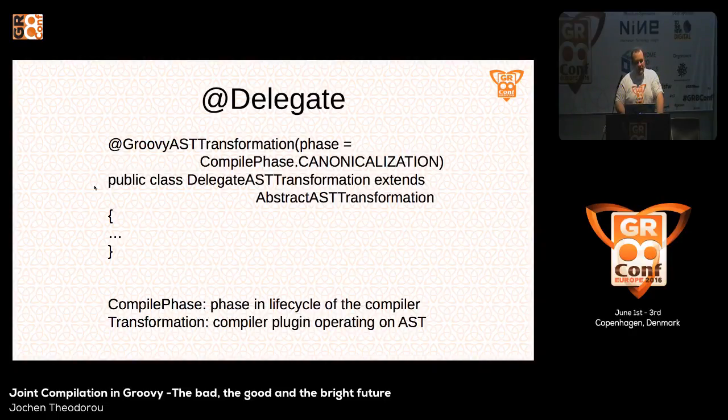The compiler is divided into compilation phases. We have several of them, and a transform is basically a plugin for the compiler to do something with the AST, the abstract representation of the source, to do some shenanigans like adding methods for delegation, for example. This is more or less what you would find if you look at the implementation of @Delegate: only the header, which defines in what phase it runs, and this phase is called canonicalization.